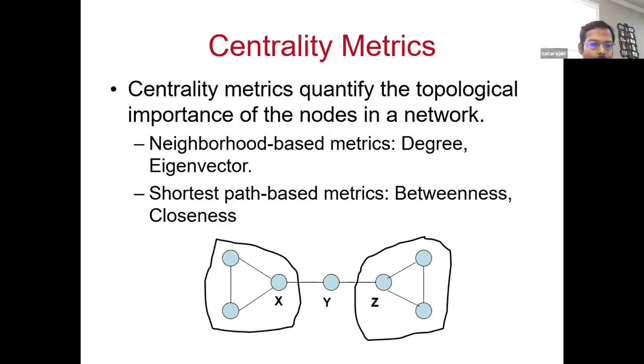There are different metrics that capture these things. X and Z have a larger degree. So their importance could be captured using neighborhood-based metrics, which is basically the number of neighbors and the properties of these neighbors, which is what is going to be captured using degree and eigenvector centrality. And nodes like Y could be captured using shortest path-based metrics, such as betweenness centrality, since Y is in between two components. So all communication between these three vertices and these three vertices have to go through Y. And closeness centrality is a measure of how close a vertex is to the other vertices in the network.